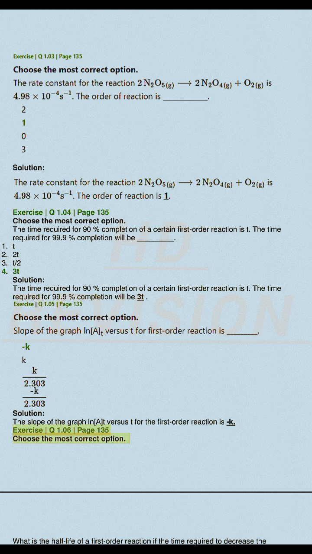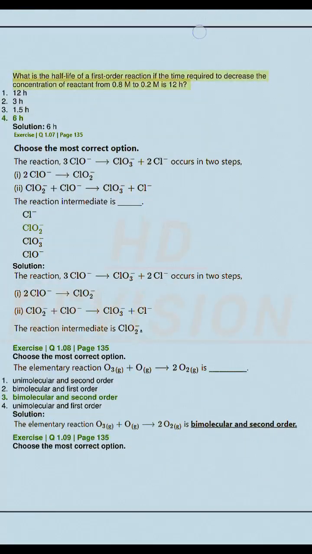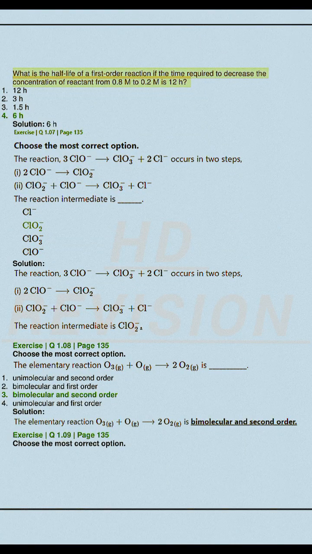Exercise Q 1.06, page 135. Choose the most correct option. What is the half-life of a first-order reaction if the time required to decrease the concentration of reactant from 0.8 M to 0.2 M is 12 h? 1) 12 h, 2) 3 h, 3) 1.5 h, 4) 6 h. Solution. 6 h.